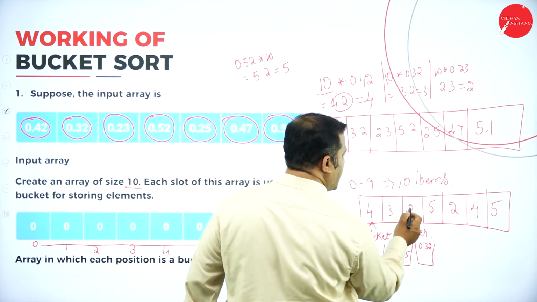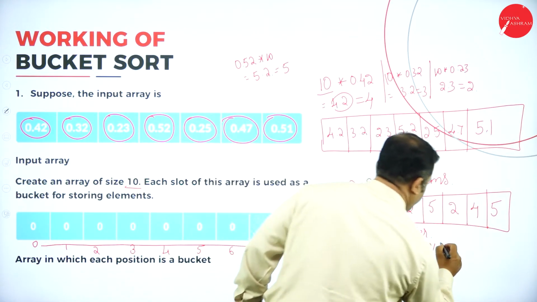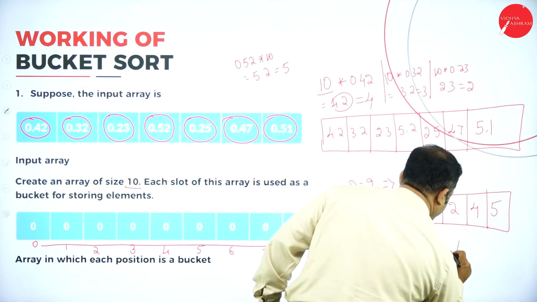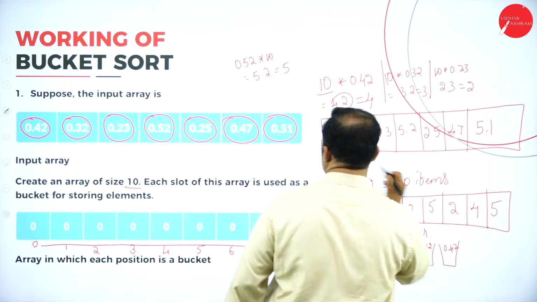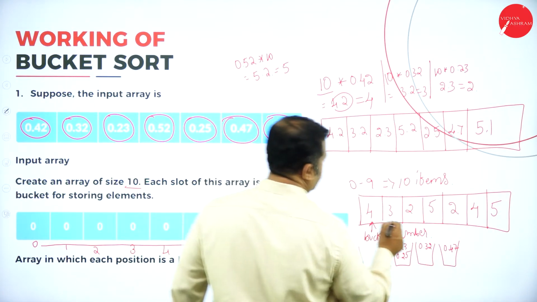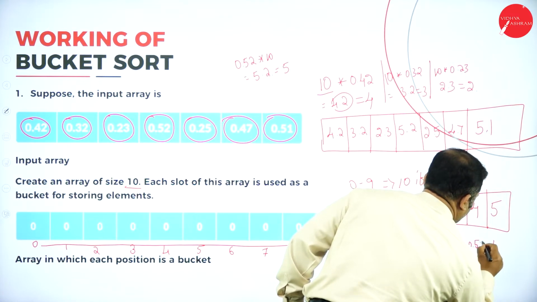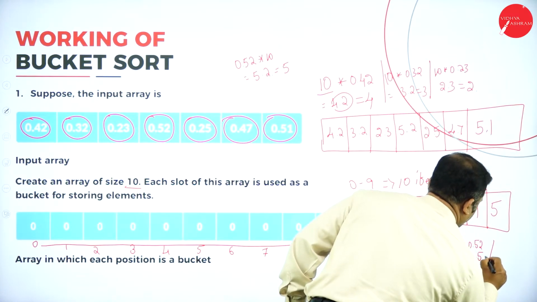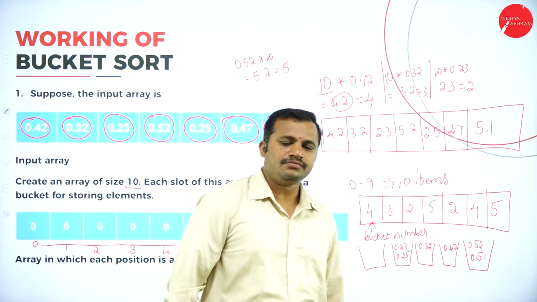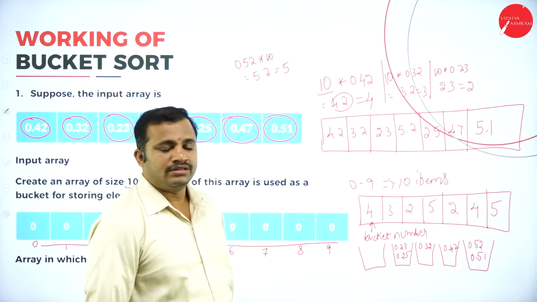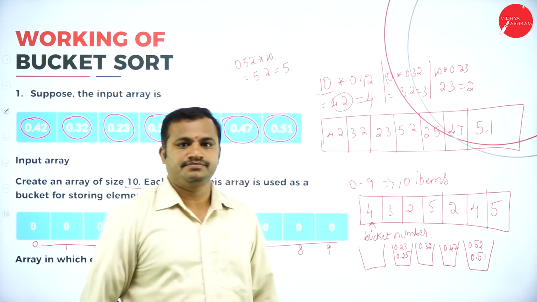Which is the item in the fourth bucket? That is 4, last but one, that is 0.47. Which elements are in the next one? 0.51 and 0.52. Let me keep it in the same order: 0.52 and 0.51. So let me apply the quicksort algorithm to each of these buckets.